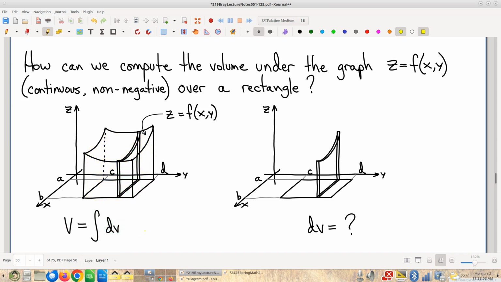And then here's where we feel like we reach a stumbling block. Here's my cross-sectional area. Let me do this with purple again. Here's my cross-sectional area.